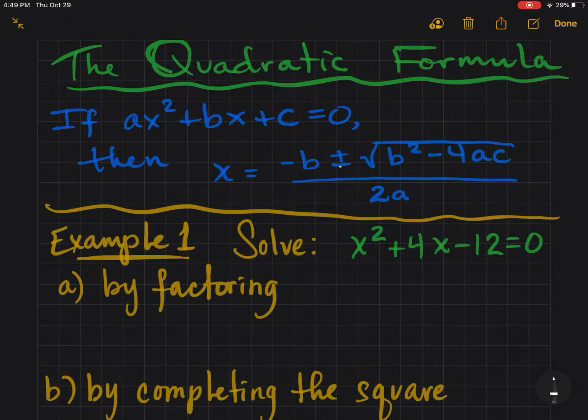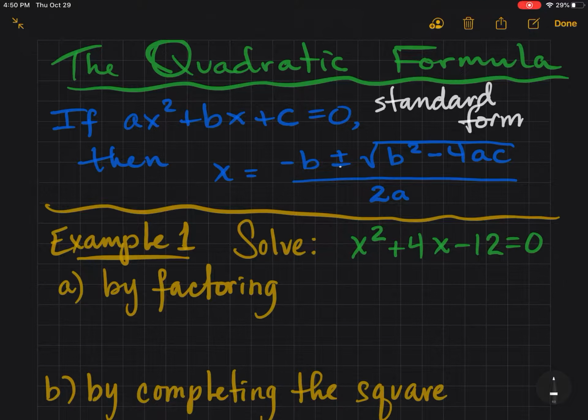Today, we're going to examine the quadratic formula. First of all, if ax squared plus bx plus c equals 0, which is our standard form of a quadratic, then x equals negative b plus or minus the square root of b squared minus 4ac all over 2a.